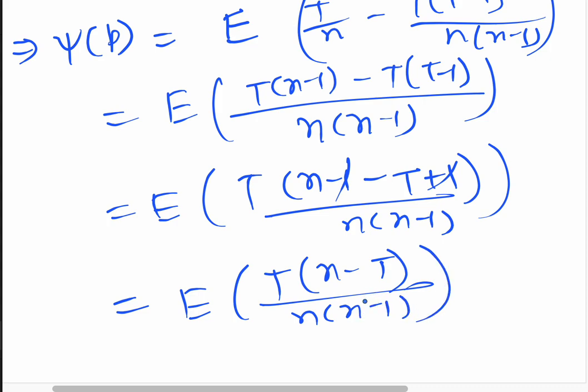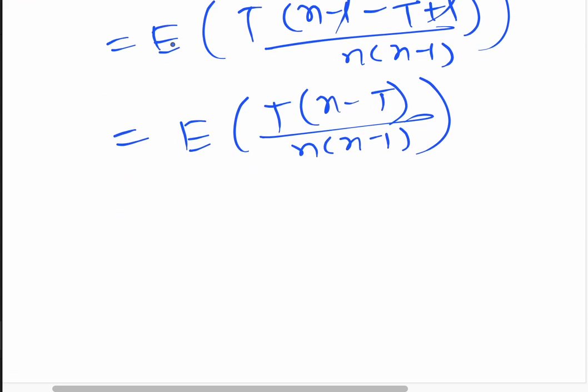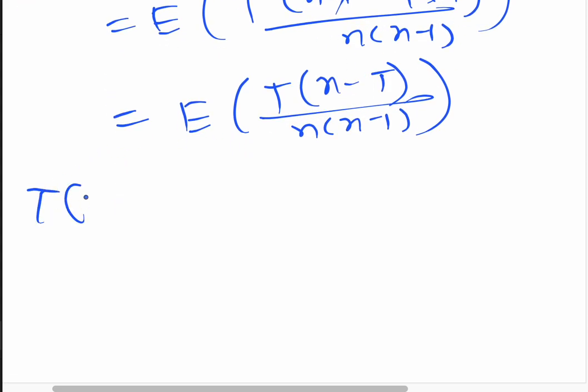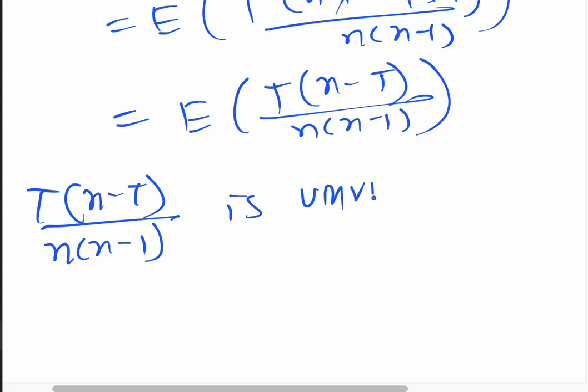So since t is complete and sufficient, and also n minus t by n into n minus 1 is an unbiased estimator for psi p, that means this estimator n minus t by n into n minus 1 is the UMVUE for psi p. That's it. Now let's see question number 3.